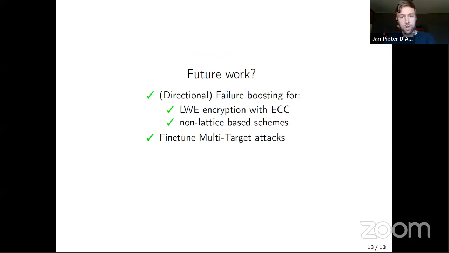Possible future work is applying this failure boosting framework to LWE schemes with error correction, or to any encryption scheme with decryption failure possibilities, because it's a general framework. Another possibility is to fine-tune these multi-target attacks to gain a few more bits of speed in this attack. So thank you for your attention.